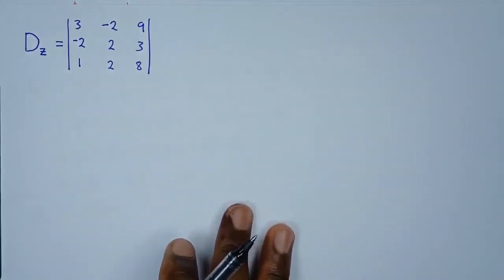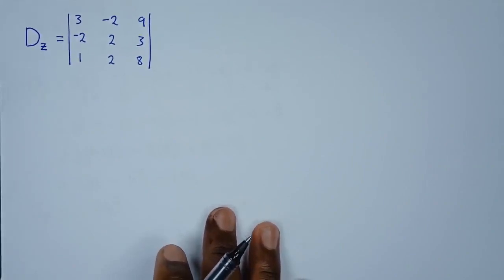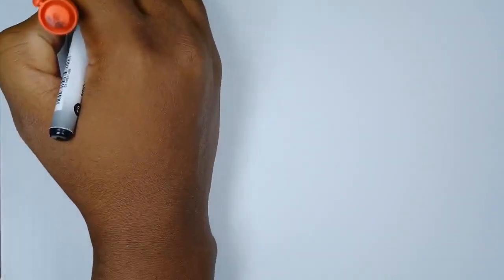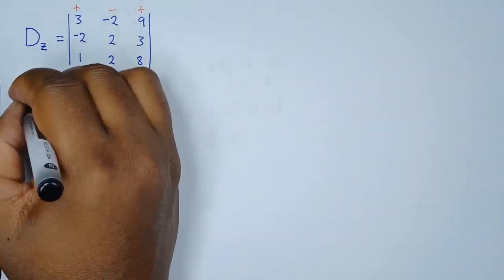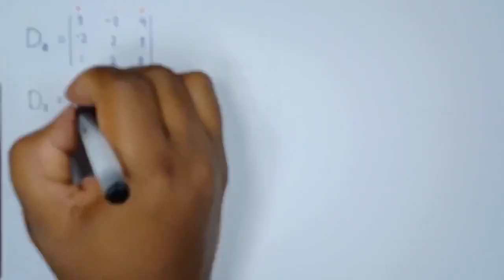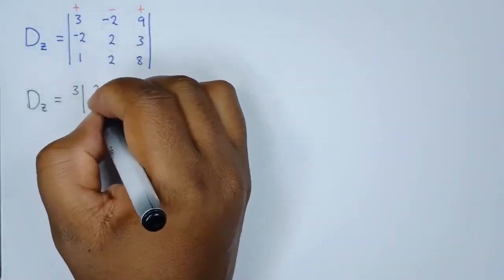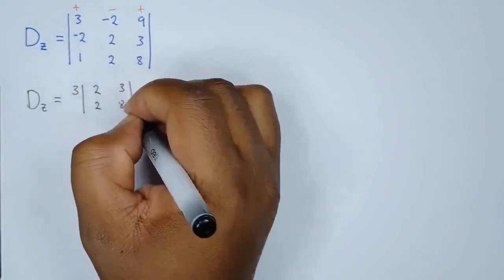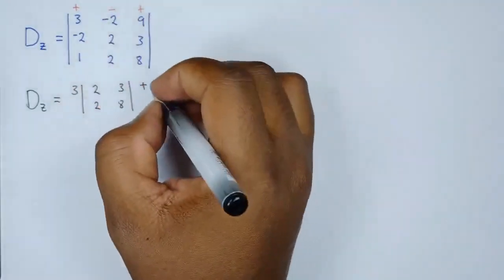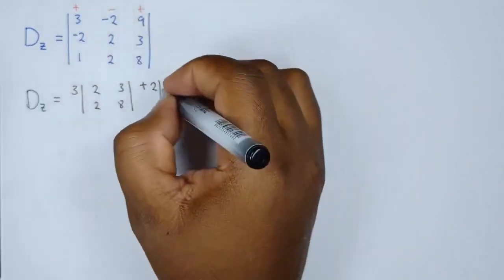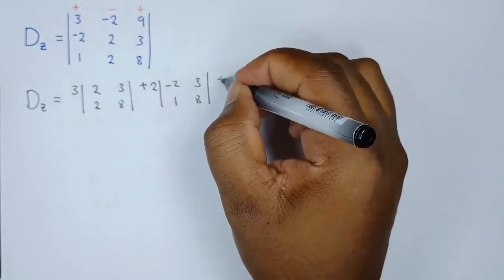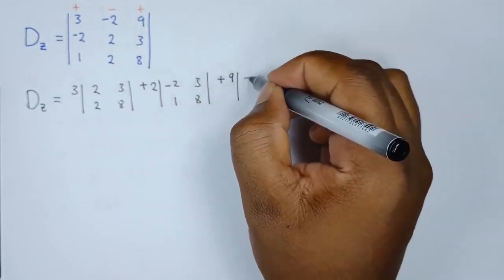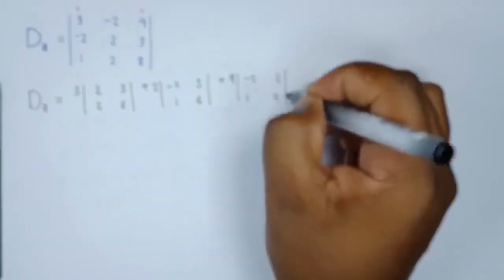So this is the matrix that was formed by dz, sorry, not dx. Same concept. This would be plus, minus, plus. Then from there, the next thing we're going to do is say dz is equals to 3. The 2 by 2 formed is 2, 2, 3, 8, like that, plus negative, negative 2, like that. So this is negative 2, 1 there, 3 there, 8 there. The next part will be plus 9. The 2 by 2 formed is negative 2, 2, 1, and 2.